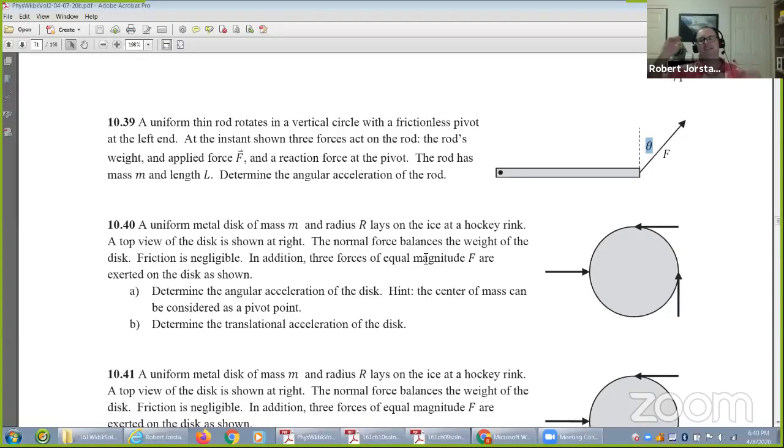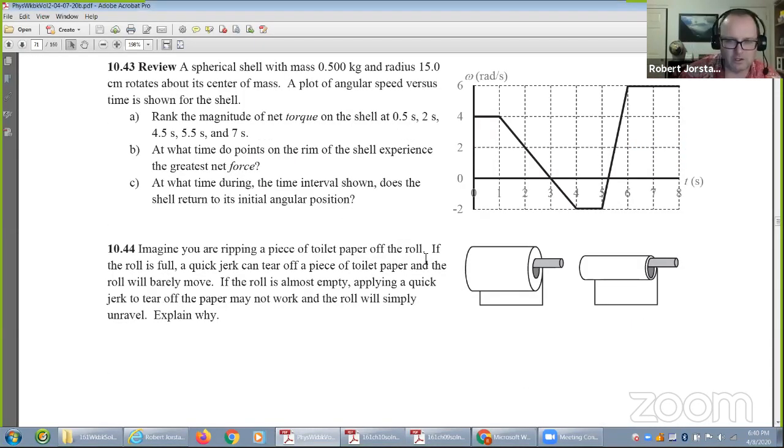Maybe you've noticed this in real life. If you have a full roll of toilet paper, which nobody does these days, so you can't do the experiment, I know, this should have been lab this week, right? Just go to the bathroom and rip off some toilet paper. Evaluate the experience. Anyways, if you have a full roll, think about it. What's different about the full roll versus the almost empty roll, at least in terms of moment of inertia?